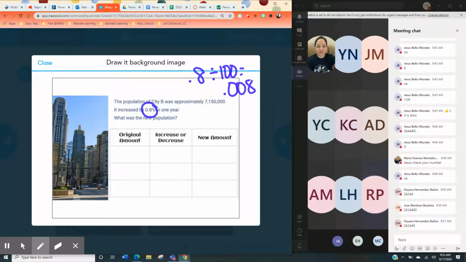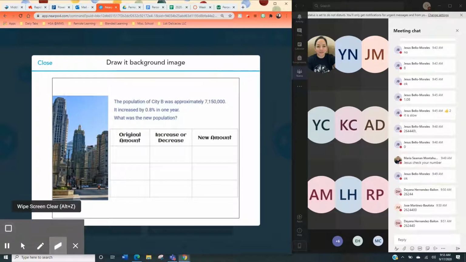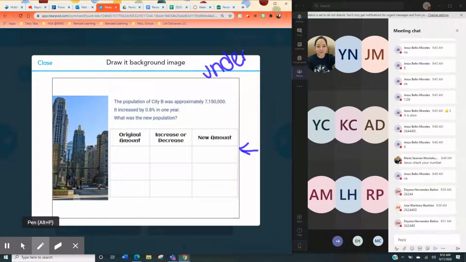Okay, so what I want you guys to do on your screen, I want you to underline important information, and I want you to fill out the first row. Underline and fill out the first row. I wrote the directions on the top. Underline and fill out the first row.